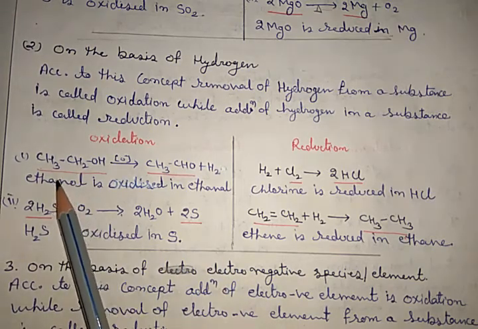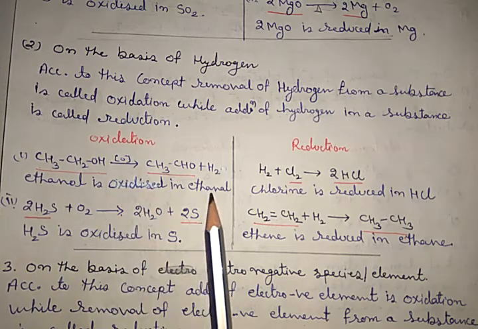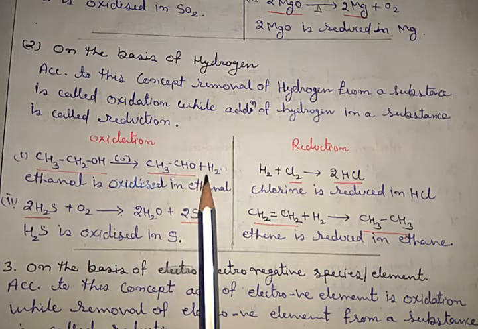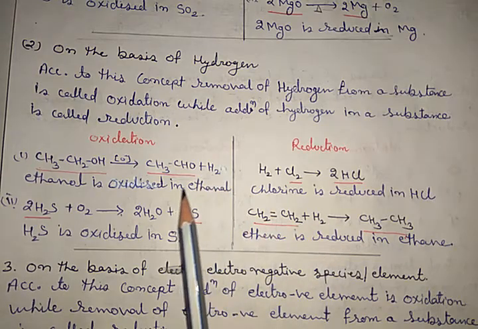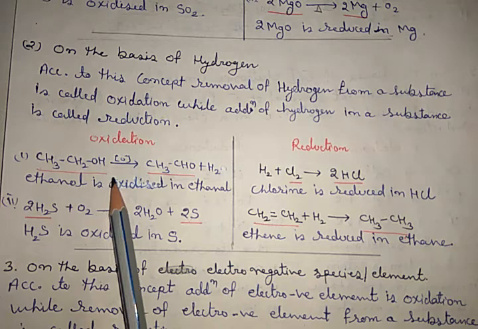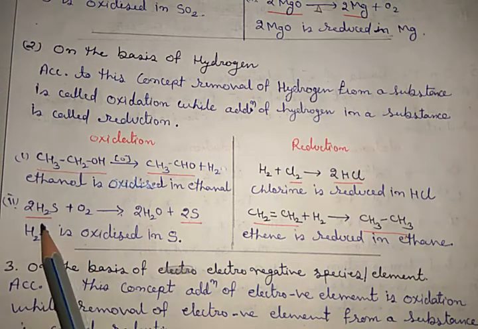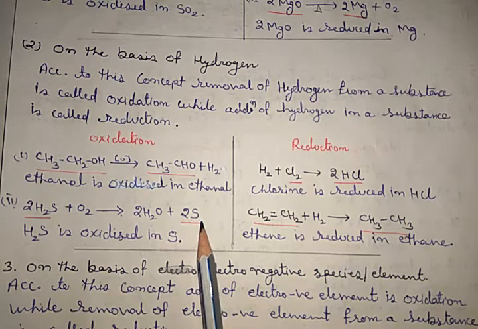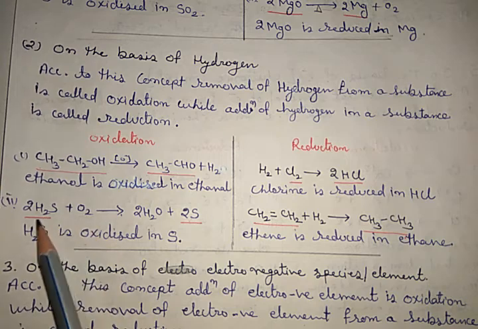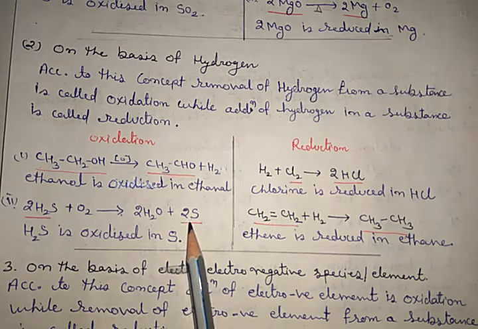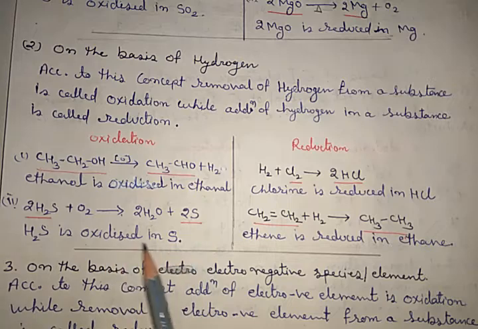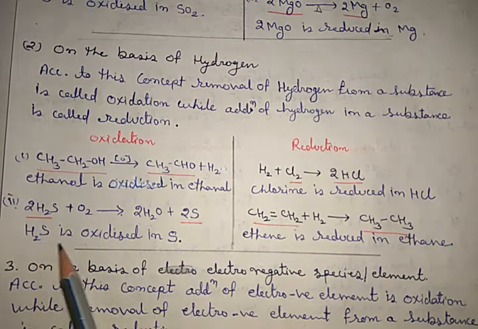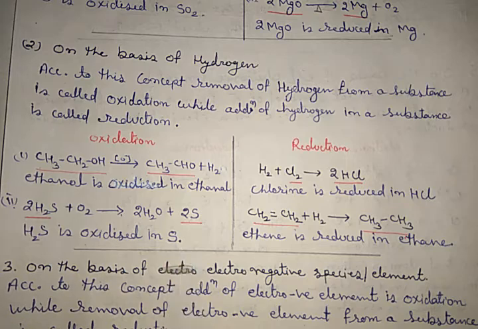In the first example, ethanol converts into ethanal. Here two hydrogen atoms, or hydrogen gas, are removed, so it is an example of oxidation. Similarly, H2S when reacting with oxygen gives H2O, water, and sulfur. Here hydrogen is attached, but here hydrogen is removed, so the removal of hydrogen is oxidation. So we can say that hydrogen sulfide is oxidized into sulfur.